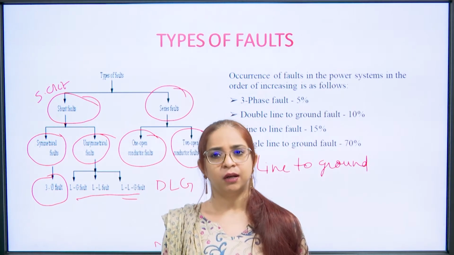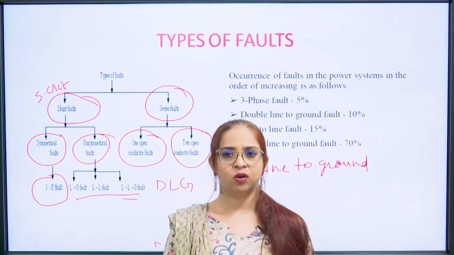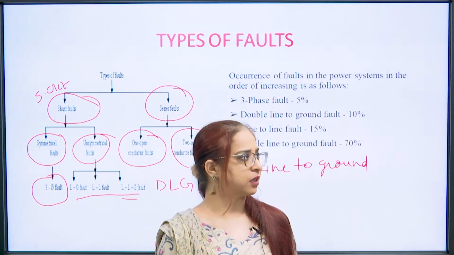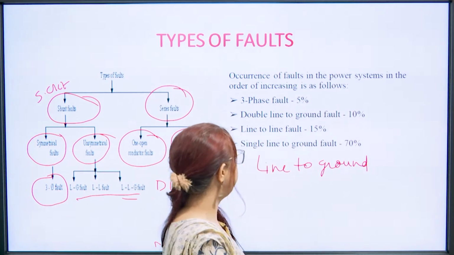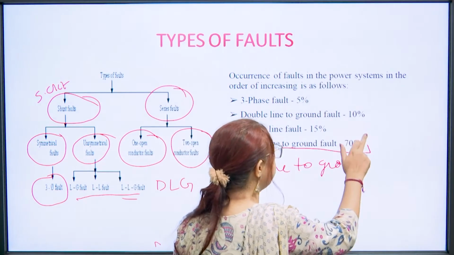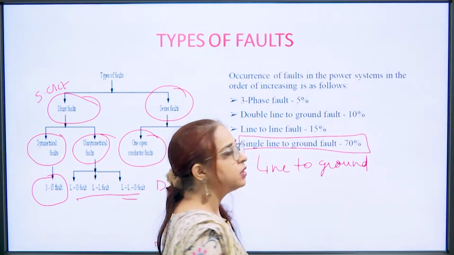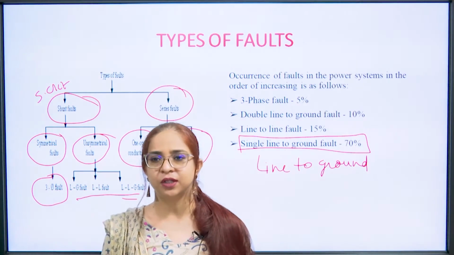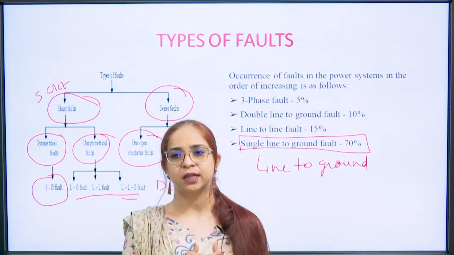अब हम इनके occurrence की बात करते हैं, कौन सा सबसे commonly occurring fault है और कौन सा least occurring fault. So, see here we have mentioned the most common occurring fault is single line to ground fault. At maximum 70% of the time this fault is occurring.